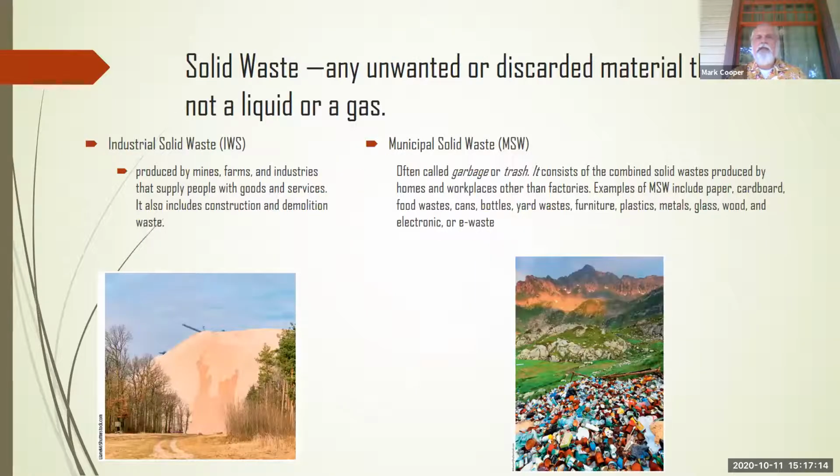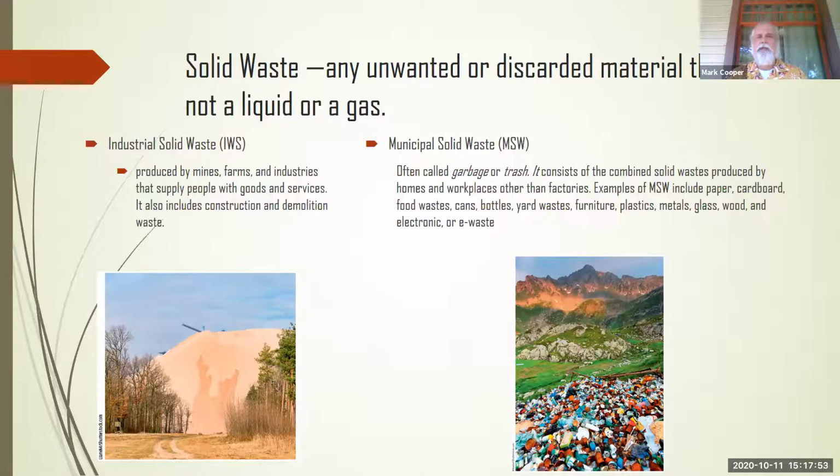Solid waste is any unwanted or discarded material that is not a liquid or a gas. There's really two types, industrial solid waste and municipal solid waste. The industrial is obviously coming from factories, mines, farms, industry. When they're producing something, it's the stuff they don't use. I forget what this is on the left. I think it's a pile of potassium sulfate or something, which is waste from a mining process that they do. You can see they're higher than trees. I mean, it's a massive amount of waste.